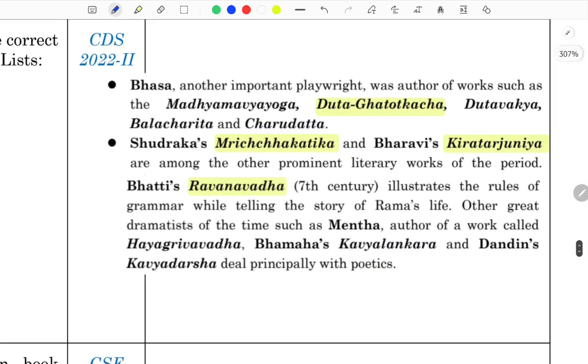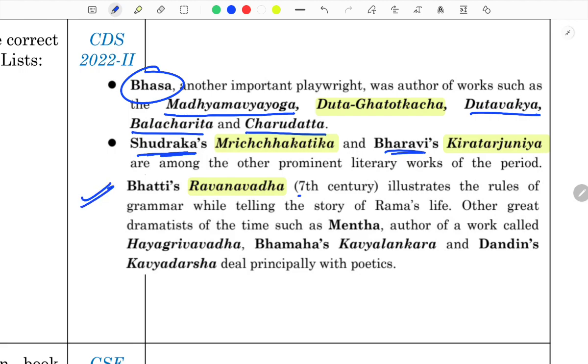Now see this, straight from your notes. Bhasa, another important playwright, was the author of works such as the Madhyama Vyayoga, Dutta-Ghatotgacha, Dutta-Vakya, Balacharita and Charudatta. Shudraka's Mrichchhakatikam and Bharavi's Kiratarjuniya are among the other prominent literary works of this period. Bhatti's Ravanavadha, a 7th century work, illustrates the rules of grammar while telling the story of Rama's life.